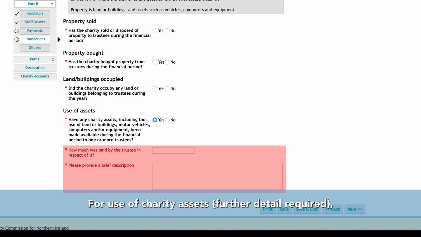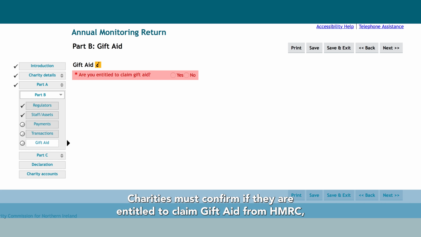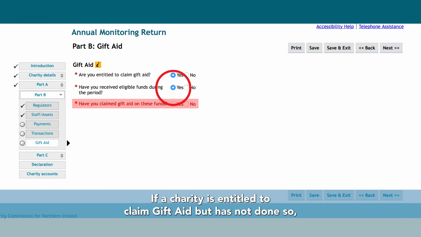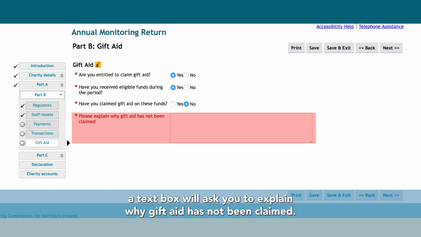Further detail required. Part B. Gift aid. Charities must confirm if they are entitled to claim gift aid from HMRC and whether they have claimed gift aid relief against eligible funds. If a charity is entitled to claim gift aid but has not done so, a text box will ask you to explain why gift aid has not been claimed.